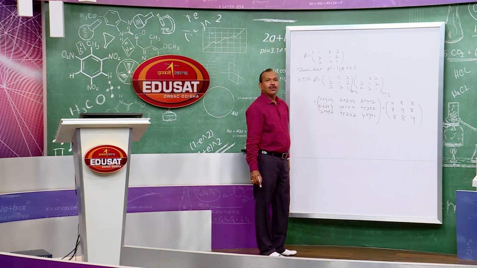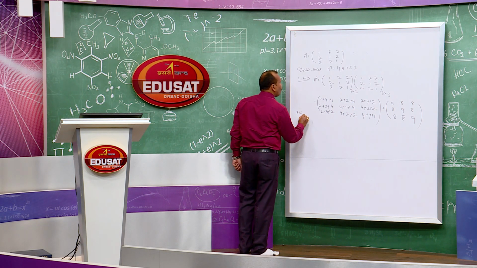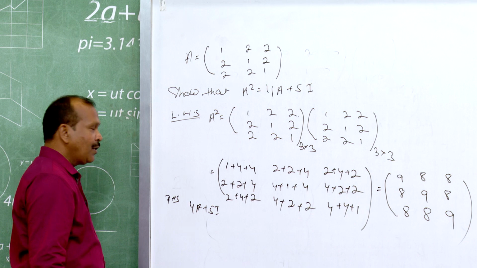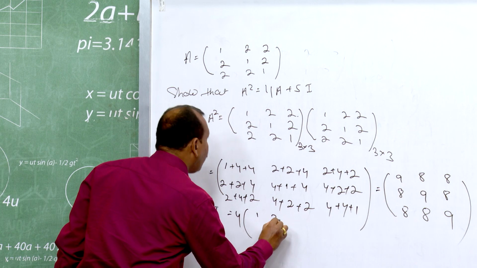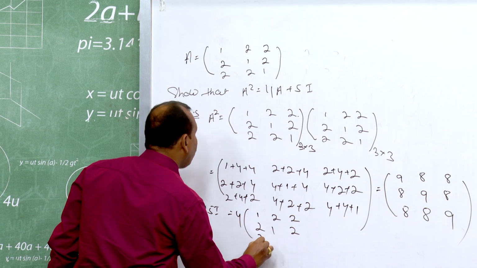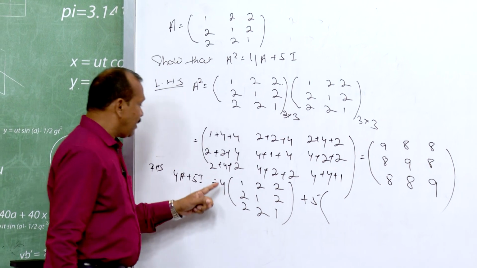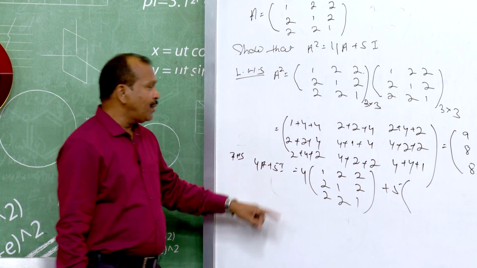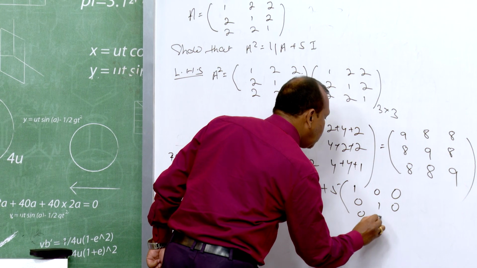Now, we have to find out the right hand side, RHS: 4A plus 5I. The matrix A becomes 1 2 2, 2 1 2, 2 2 1, plus 5I. Here we choose I as the unit matrix having order 3. That becomes 1 0 0, 0 1 0, 0 0 1.